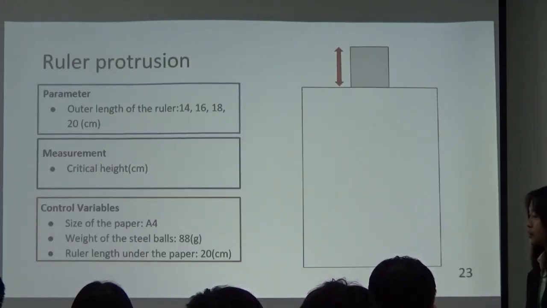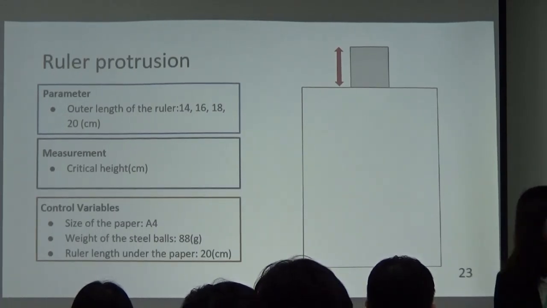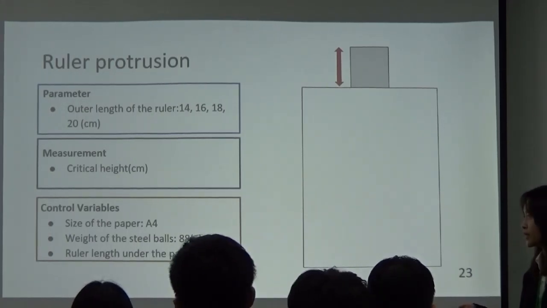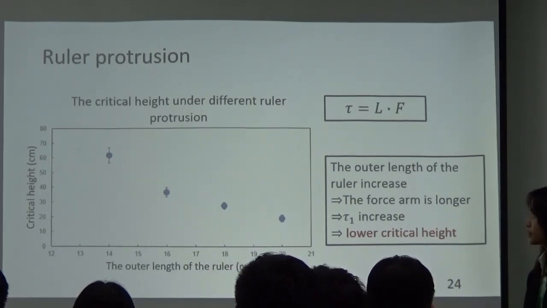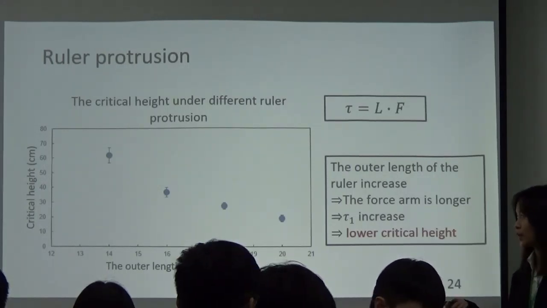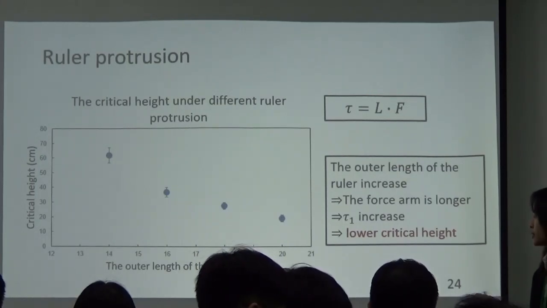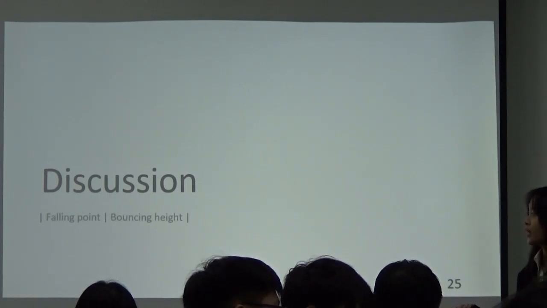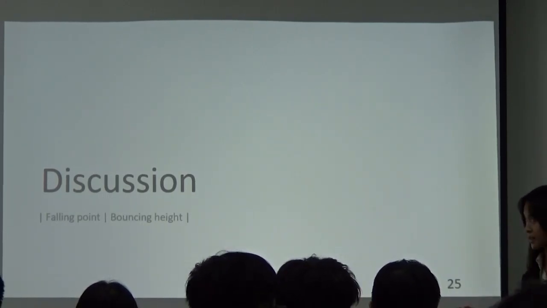And for our ruler protrusion, we change it to four sizes from 14 to 20. We also measure the critical height and use the ball that weighs 88 grams. The critical height under different ruler protrusions is just like this. It's similar to the last one, the weight of the ball, because the force arm is lower, so the critical height will be lower. And despite those parameters, there's also something that we can discuss.